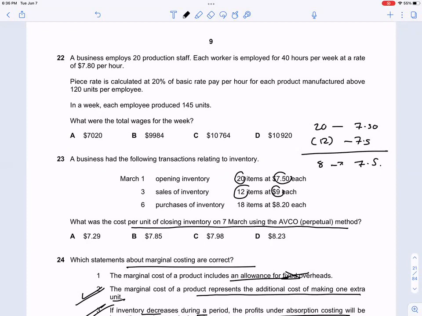Then you purchase 18 inventory at 8.2. So what is the total number of inventory that you have? 26. And what is the total cost? 7.5 plus 8.2, your total cost is 15.7. 15.7 divided by 26, it is 0.60 per unit.